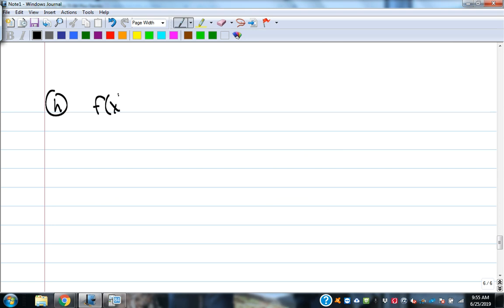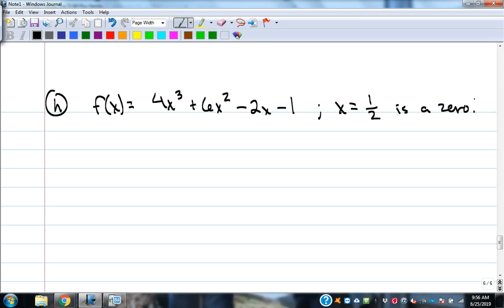Let's say our polynomial is this: 4x to the third plus 6x squared minus 2x minus 1. And x equals 1/2 is a 0. Throw a fraction in there, make it a little bit more fun, right? Everybody loves fractions. All right, now, same idea. We're going to start with our synthetic division. We got a 1/2 on the shelf this time, so it's a fraction up there.